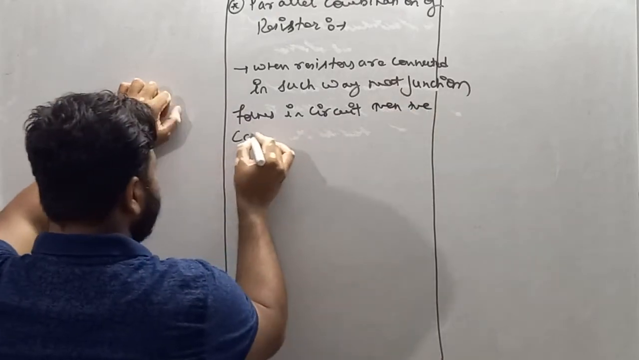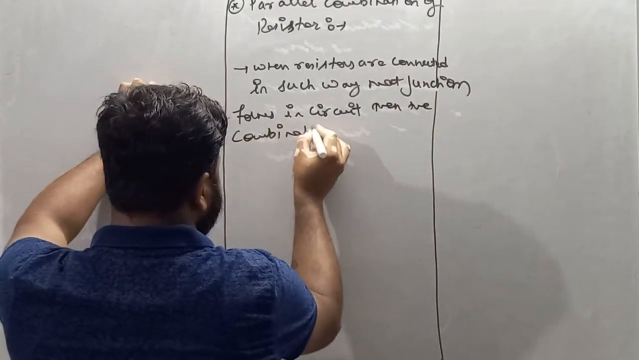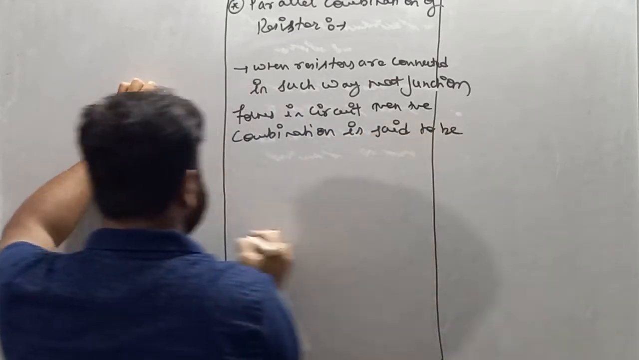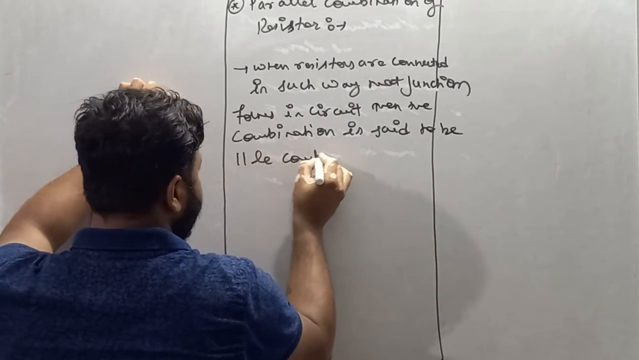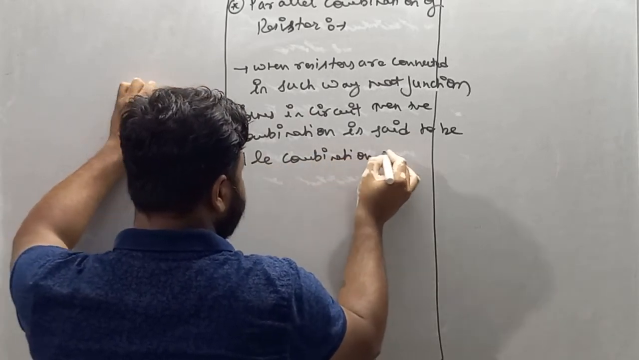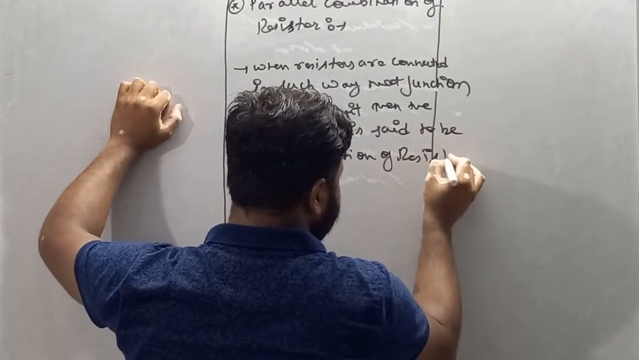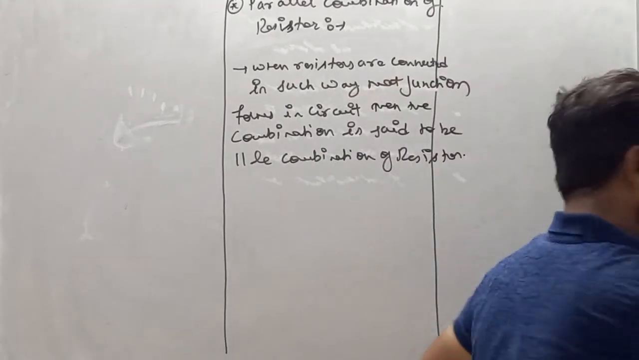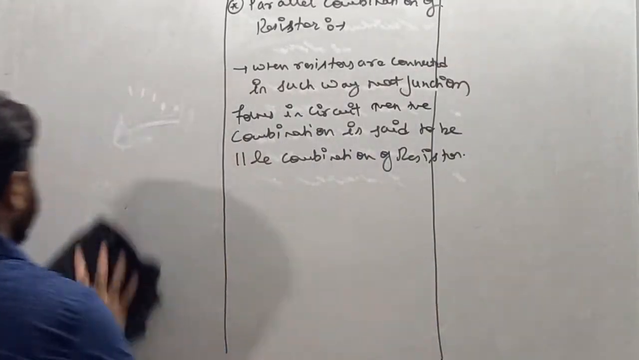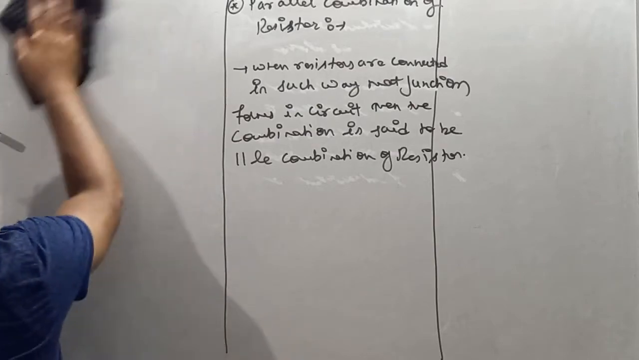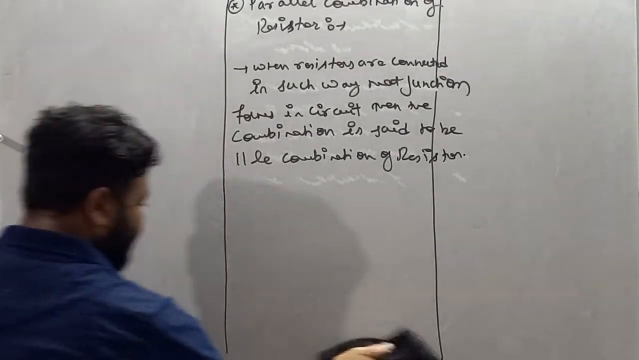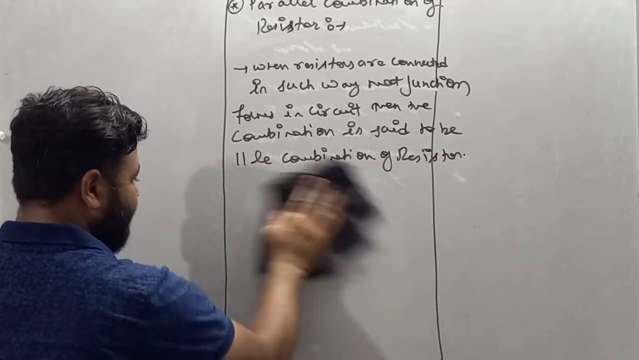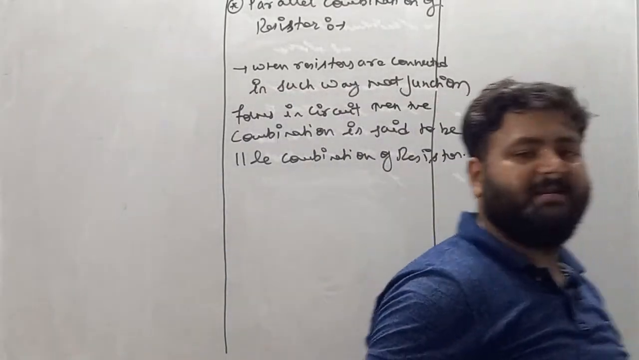Then the combination is said to be a parallel combination of resistors. So my dear students, remember, when the resistors are connected in such a manner that a junction forms, then the combination of resistors is said to be a parallel combination.